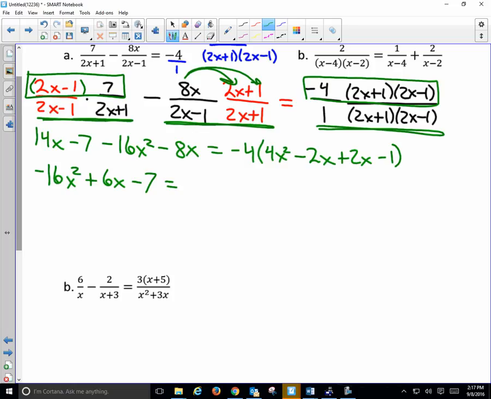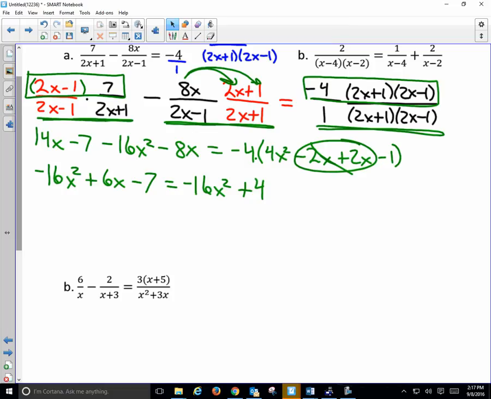Look at the second step. What can I combine here? And what happens? They go away. So let's distribute our negative 4. Negative 4 times 4x squared. Negative 16x squared. And negative 4 times negative 1 is a positive 4. What degree is our equation? What's the degree of the equation? 2. So how many solutions would we expect?